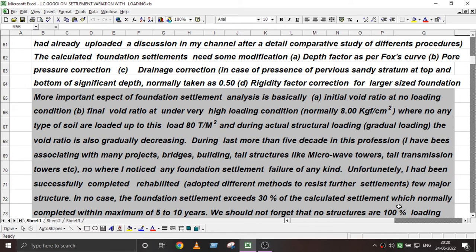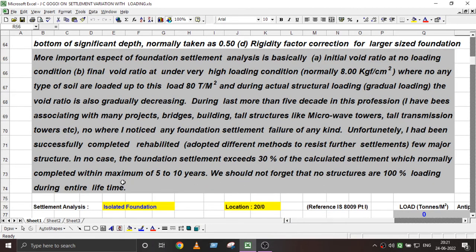Another important point: normally the settlement shall be completed within a maximum of 5 to 10 years. The Leaning Tower of Pisa and Qutub Minar also have a little amount of tilt depending on settlement. But at present, our structures are not constructed for 1,000 years of life. We are constructing considering 100 years of life. Within that lifetime, 100% loading shall nowhere be there. No one goes for 100% loading during the entire lifetime of any structure. There are a lot of safety factors there.